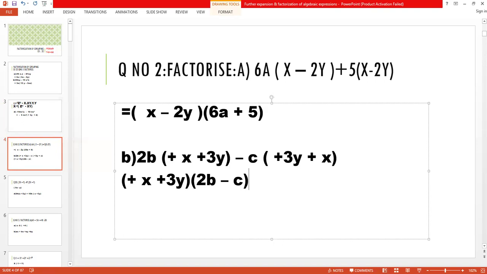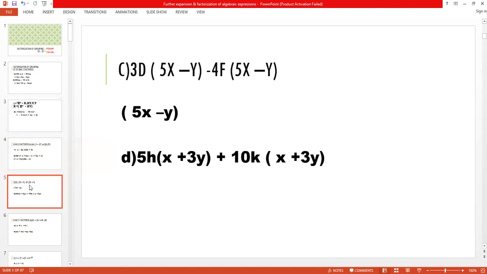I think these are very, very easy questions. So these are question number 2, part A and B. Now we move towards part C and D of this, the same. Again, the two terms are there, the first one and the second term. In the first term, we have 3d, bracket 5x minus y.